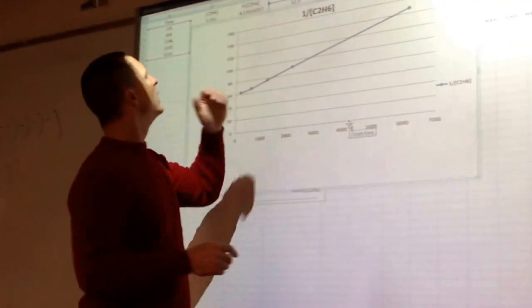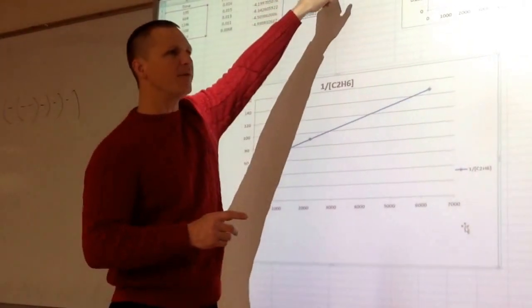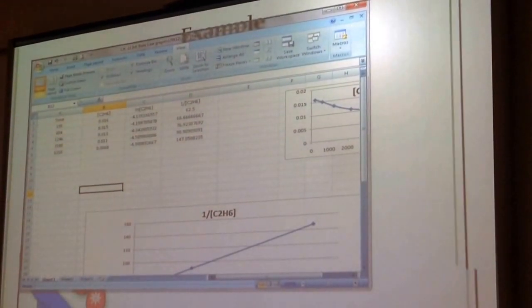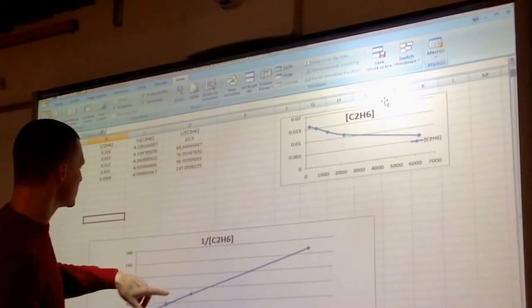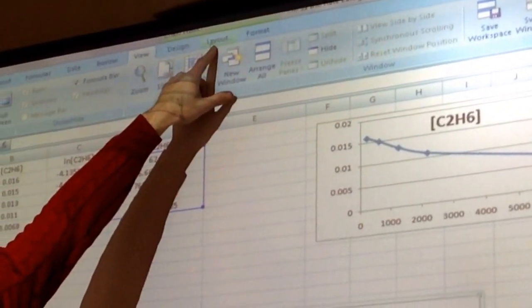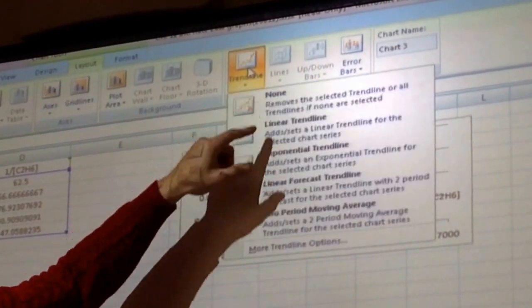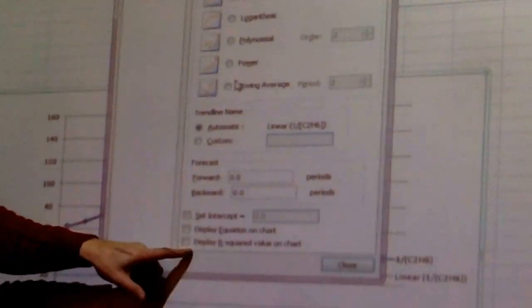Well, what you can do, okay, now unfortunately, you can't read the top of the graph. I want you to take a look up here. Click on one of the graphs. You see you got chart tools up here. Click on layout in the middle of the chart tools. And go over to the right to trendline. Okay, now go all the way down to more trendline options. The very bottom, so display R squared value.